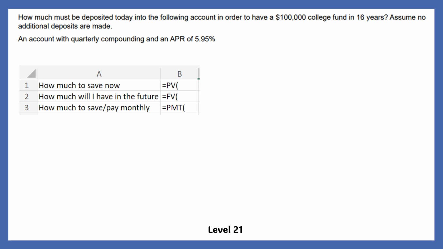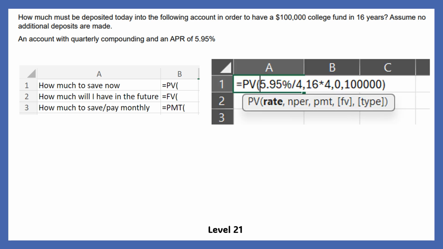And it wants us to tell it how much we save now. How much are we depositing today? So I'm going to use PV. And what I'm going to plug in my formula is I'm going to put my rate, but I'm going to divide it by 4 because it says quarterly compounding. Now, quarterly means 4 times a year, which means I also need to take my years for an N per. Instead of just putting 16 for 16 years, I'm going to put 16 times 4.